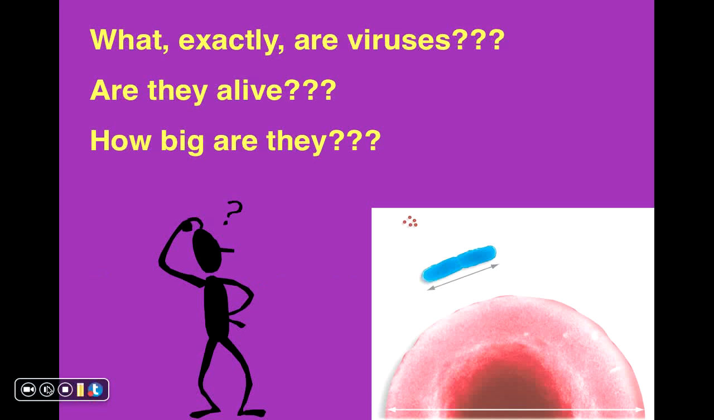So for example, what exactly are viruses? Are they considered alive or not? And how big are they? If you take a look at the image in the lower right, what you see are a few different things. First of all, this large red structure, that's a red blood cell. So red blood cells, they're fairly small to begin with, but then for comparison, in blue you see a few bacterial cells, which of course are even smaller than red blood cells, and even smaller than that are these small red dots. Those are viruses, just to give you a sense of how big viruses are. So viruses are extremely small, much smaller than most bacteria.